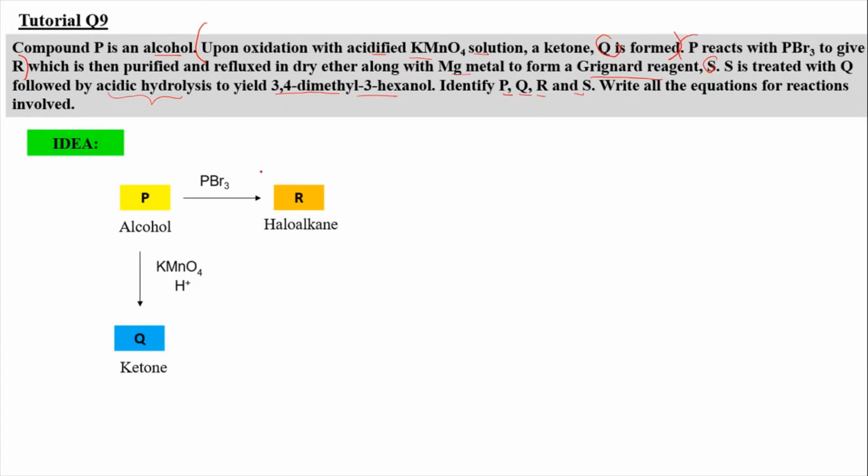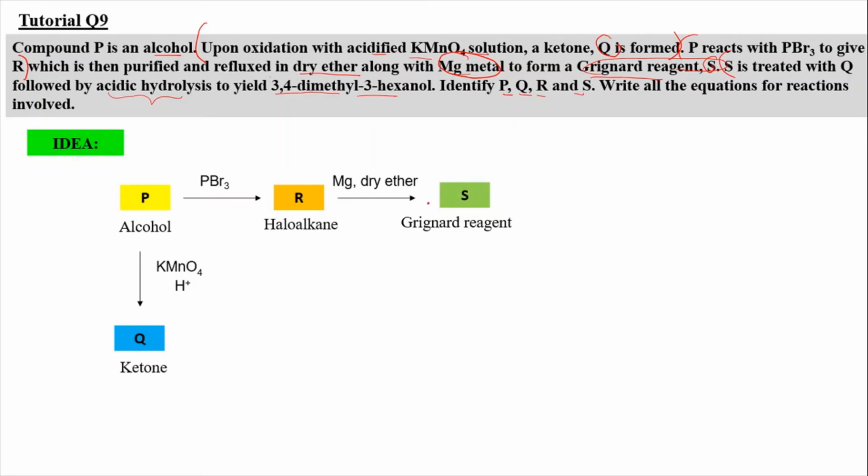And then R will then be purified and refluxed in dry ether along with the magnesium metal to form a Grignard reagent S. Okay, so haloalkane tadi dia akan react dengan magnesium. So nampak je magnesium, confirm Grignard reagent. So we're gonna plus with magnesium and dry ether in order to form a Grignard reagent which is labeled as S.